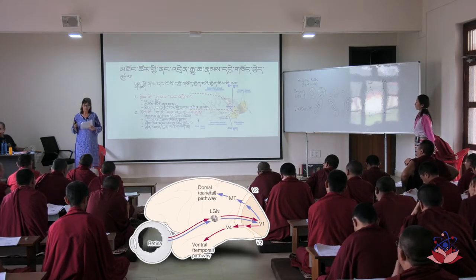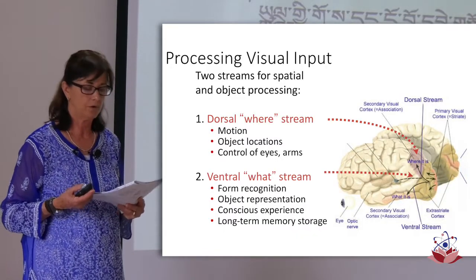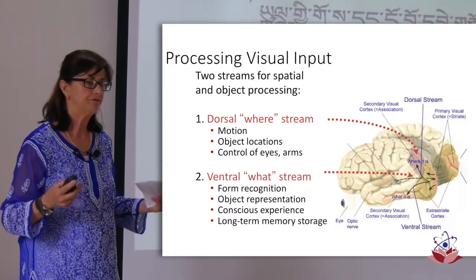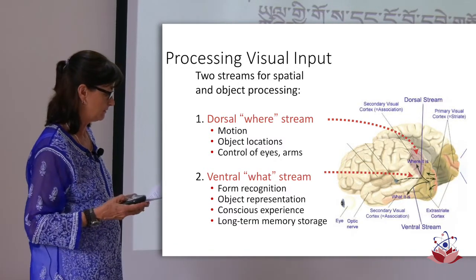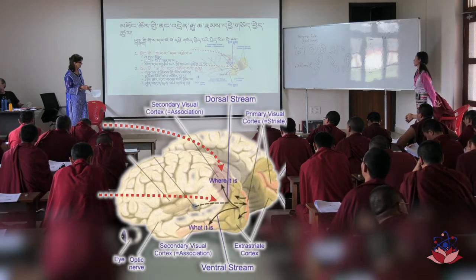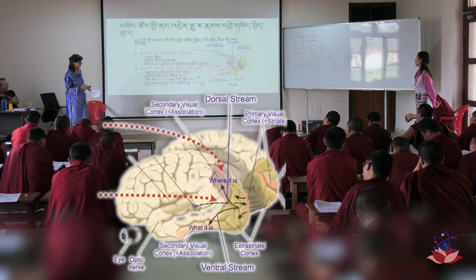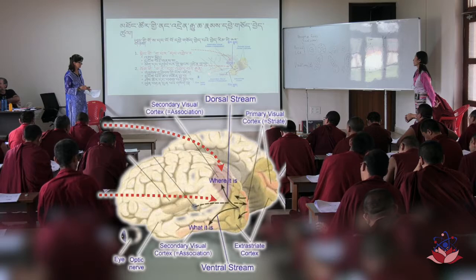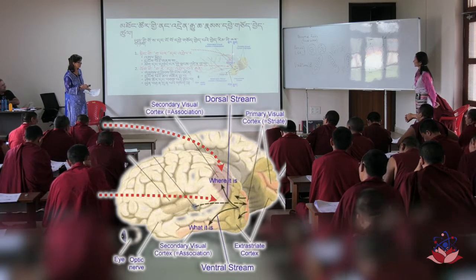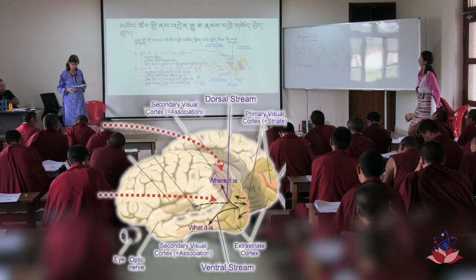So this slide summarizes then these 2 streams for spatial and object processing. So this is really how we further analyze the visual world. And this one pathway here is asking or is interested in analyzing and identifying what an object is. And the second pathway, the secondary pathway, is interested in analyzing where an object is.